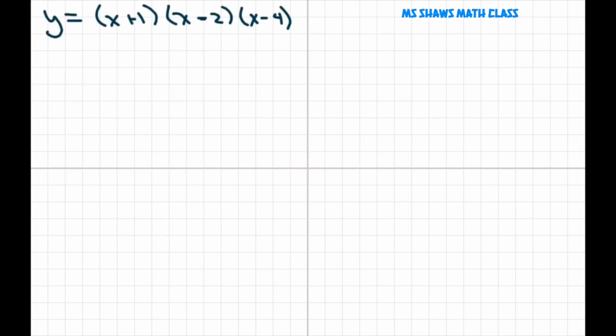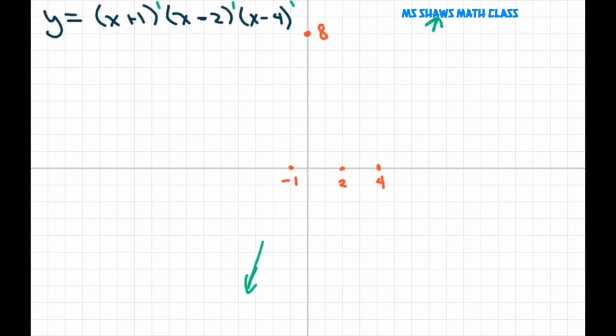Let's graph this. Our y-intercept was 8. Our zeros were negative 1, 2, and 4. Now in this video we're not going to go over min and max. We just know that there's at most 2 turning points because our degree is 3. Since our multiplicities are all 1, that means we can cross the x-axis. We're starting in quadrant 3 and we're ending in quadrant 1.